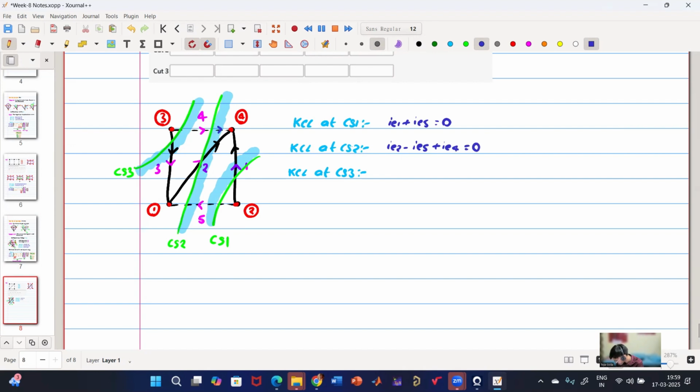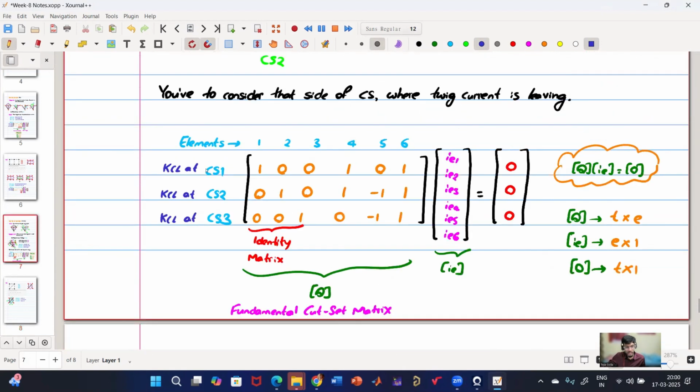Yeah, very good. And then cut set 3, maybe we'll give a chance to Parvatam or Nandini, any one of you or both of you. IE3 plus IE4 equal to 0. Nandini says IE3, IE4. So Parvatam, do you agree? Yes, sir.